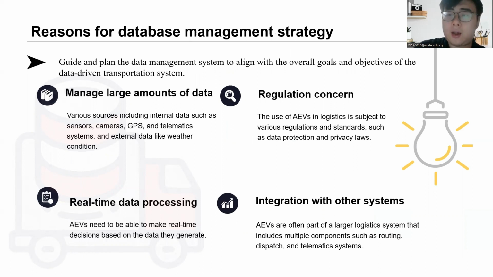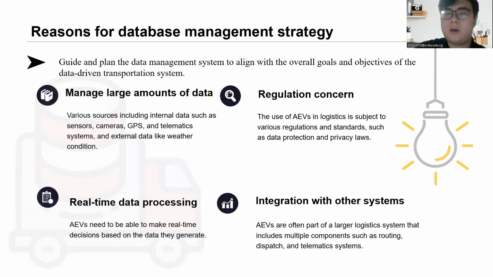There are a lot of concerns we need to take care of when designing a strategy. Firstly, the system needs to manage large amounts of data coming from various sources, including internal data, like sensor data, camera data, GPS data, and also external data from other systems, like weather data, road data, etc. Also, the AEVs need to make real-time decisions based on the data they generate. So this requires a data management system that can handle large amounts of data in real time and provide the necessary insights for the decision-making process.